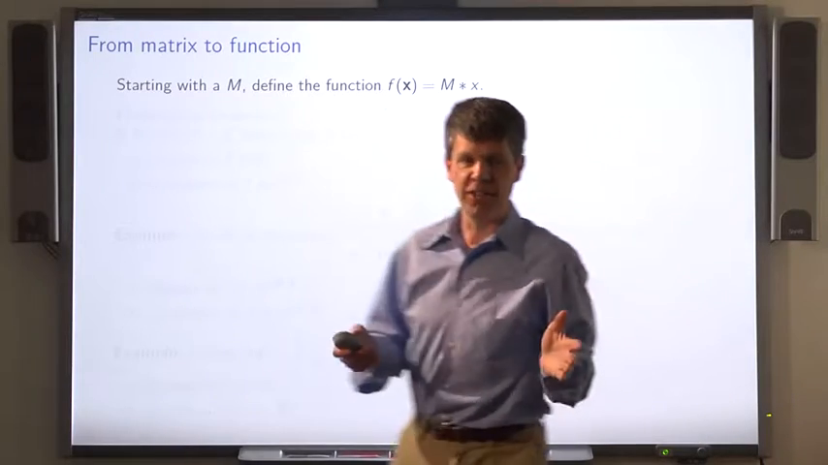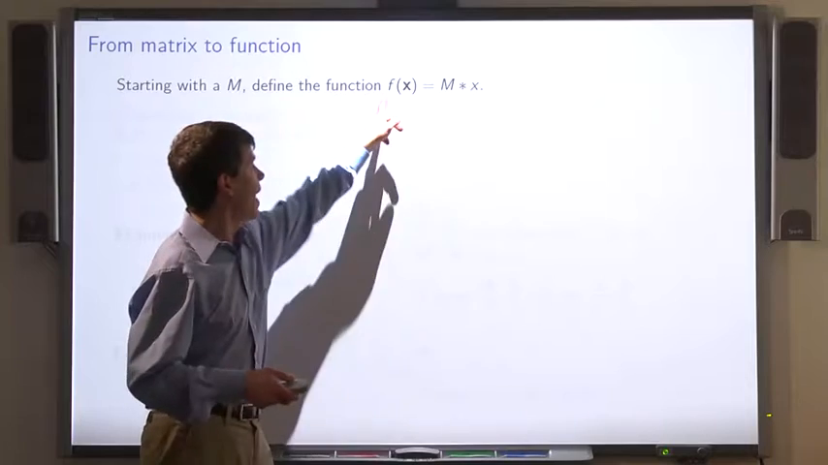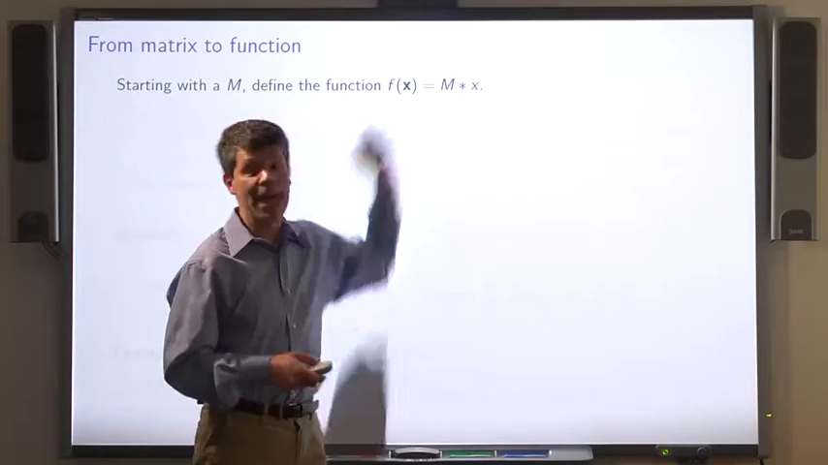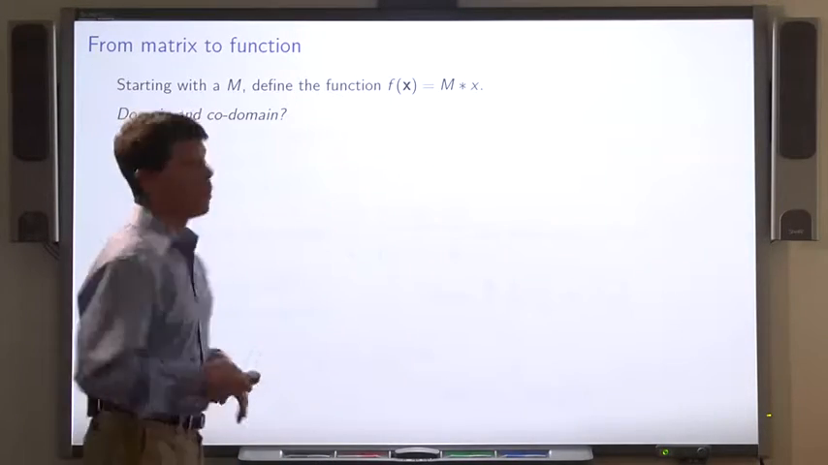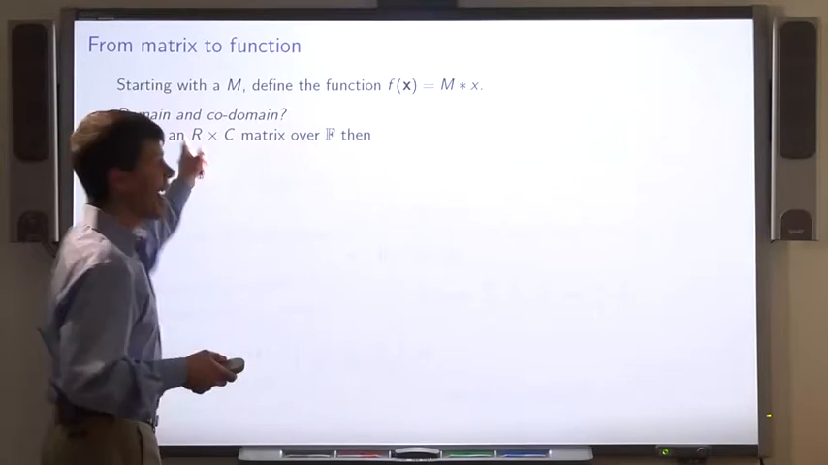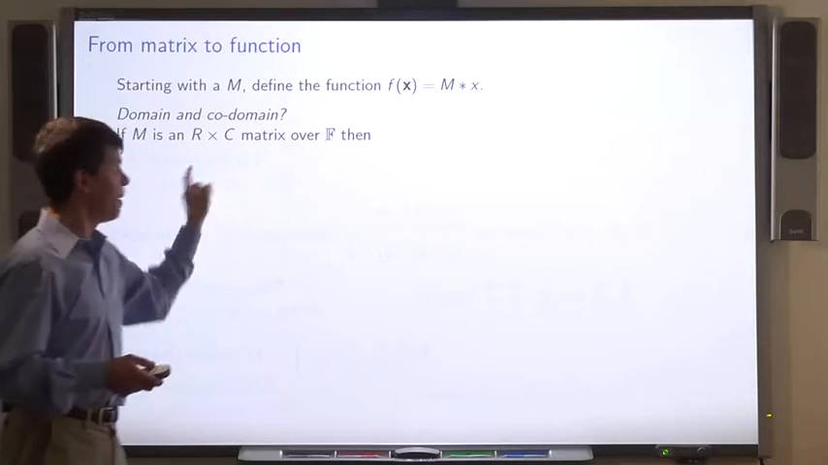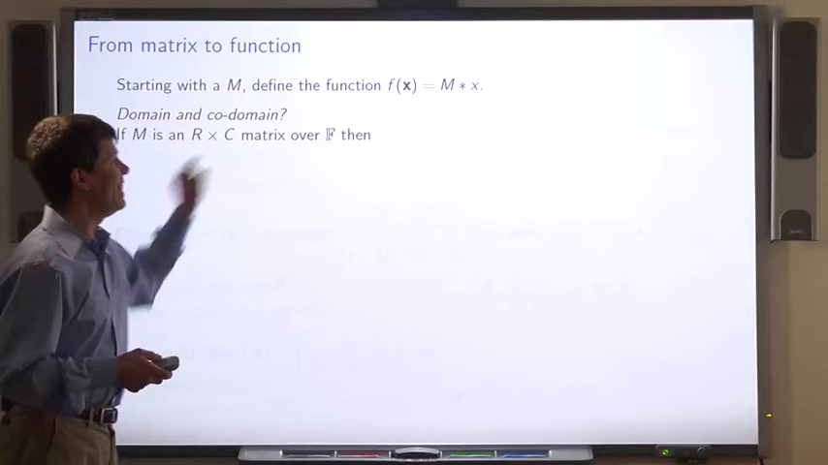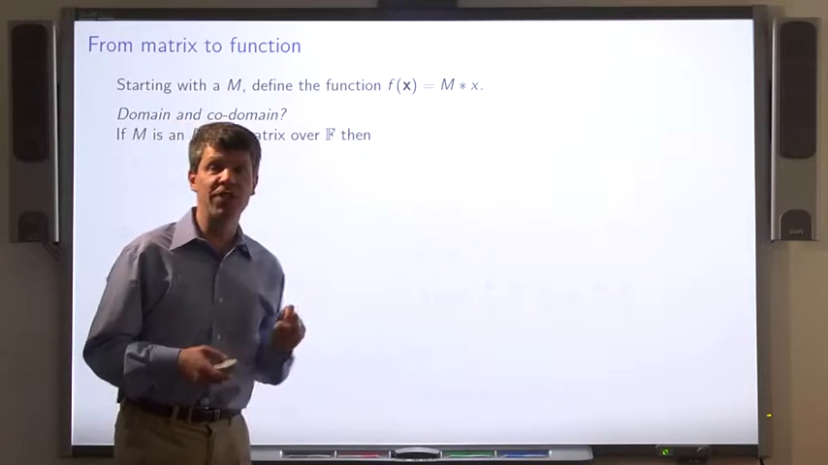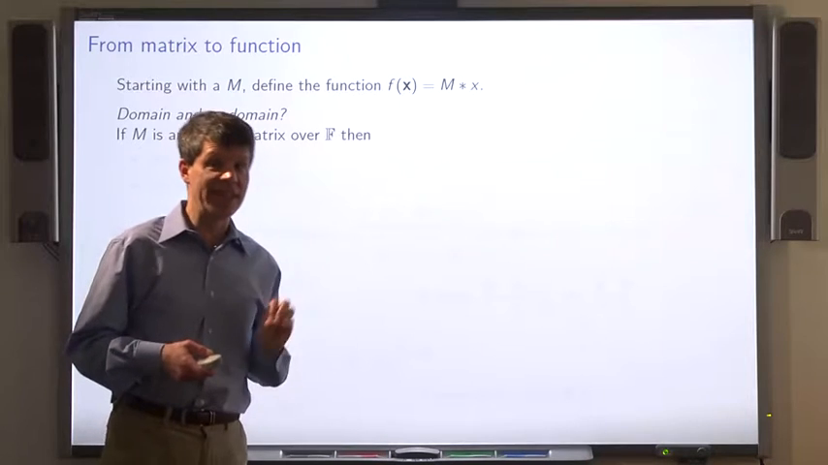Let's go the easy direction first. We start with a matrix M. We define the function f of x to be f of x equal M times x. Now, what are the domain and codomain of this function? Well, let's say M is an R by C matrix over the field F. Then the domain of f is F to the C, because the input to the function has to have as its domain the label set of the matrix.